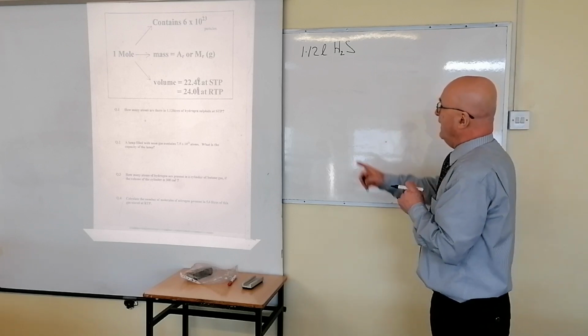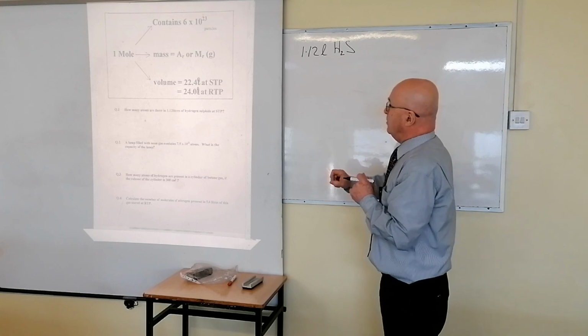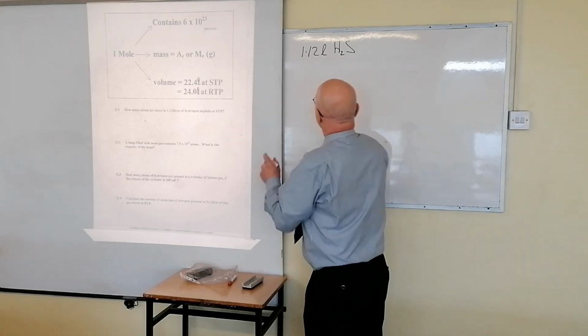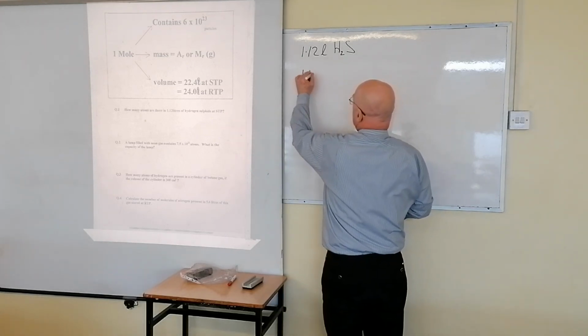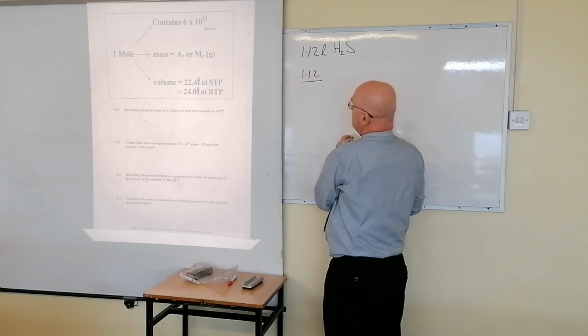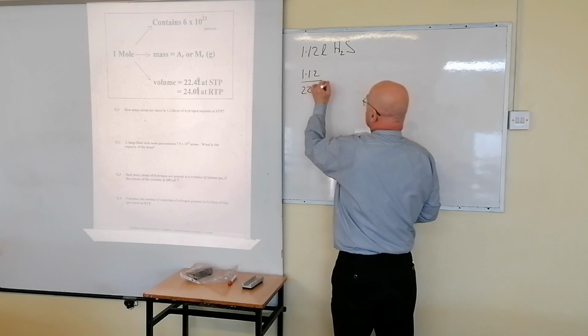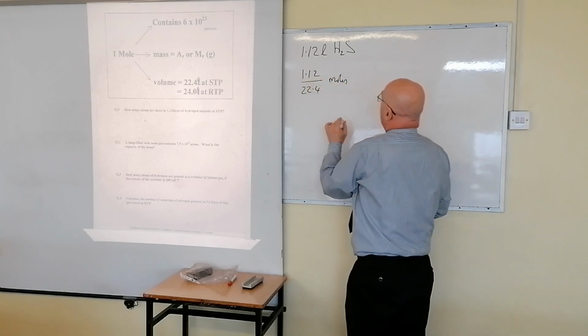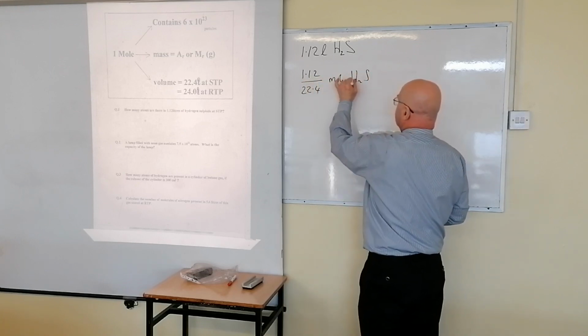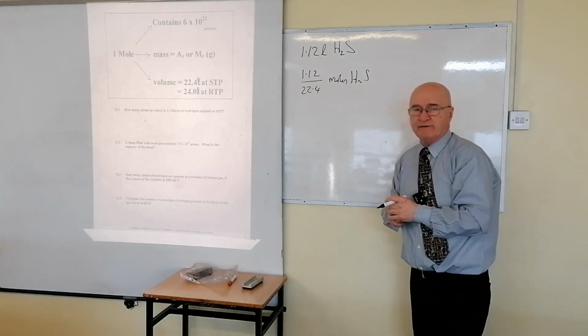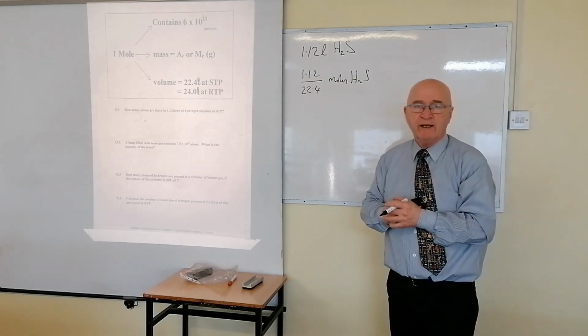Okay, so here we go. I have litres. If I want to convert that to moles, it's at STP. I must divide 1.12 by 22.4, which is going to give me moles of H2S. Now, I'm not going to do any calculations here, which you simply bung through a calculator and you have your result.